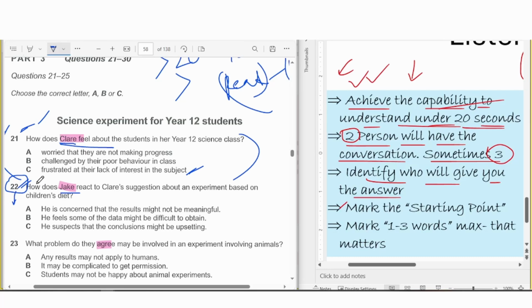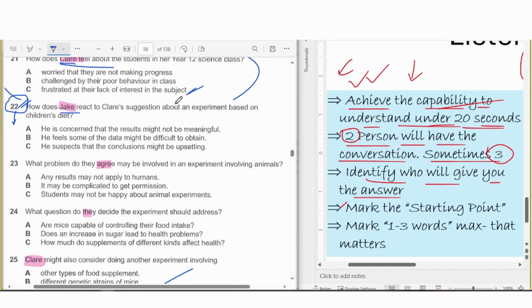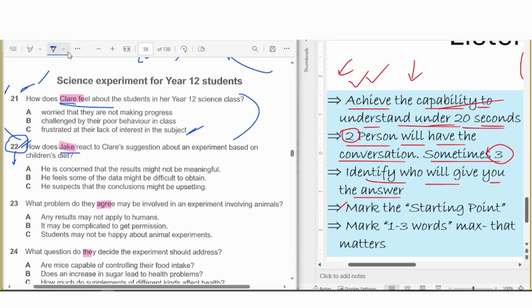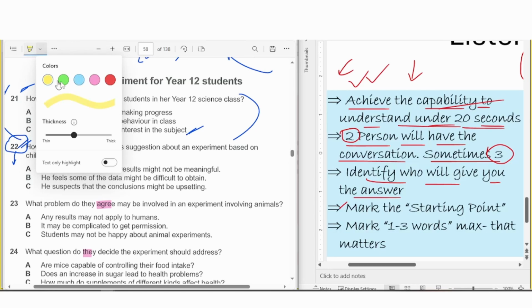You need to understand when they will talk about number 22. So you need to understand the starting point. When you are listening to them, you need to understand, okay, this is the time for me to look for number 22, this is the time for me to look for number 23. For this you need to have the starting point. In the question, they will help you to understand the starting point.